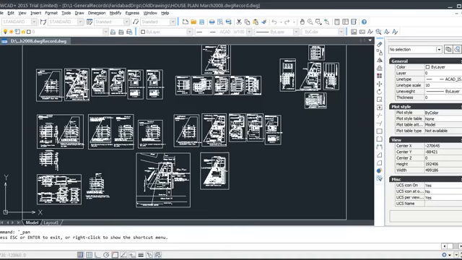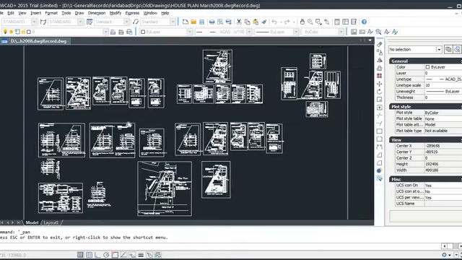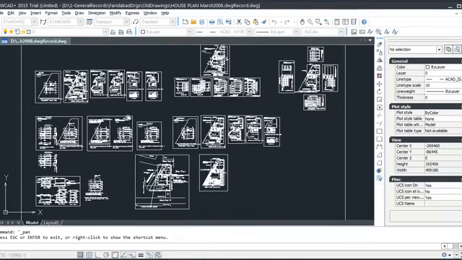A screen share talk about some drawings, which is very important for everybody to know. What is a screen share? It means I have seen one plan here.